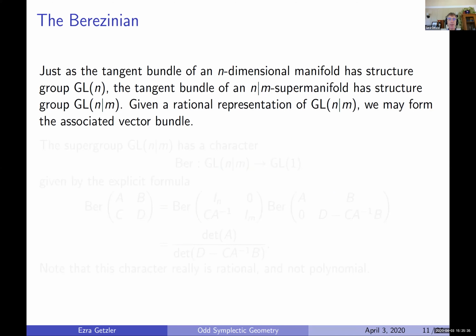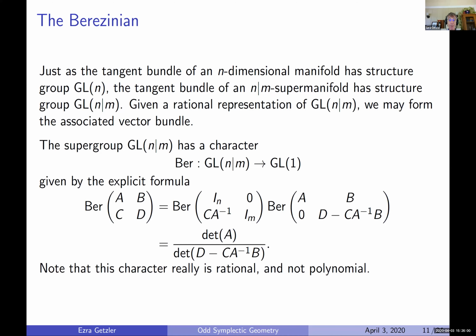So the tangent bundle of an n|m dimensional supermanifold has structure group GL(n|m). And given a rational representation on some superspace of GL(n|m), you can form the associated vector bundle. Well, actually, you don't need a rational representation. It could be any differentiable representation, but in fact, the finite dimensional representations will be rational.